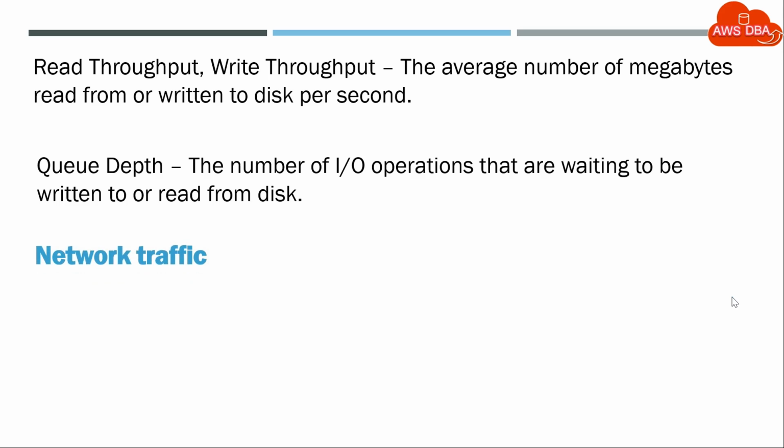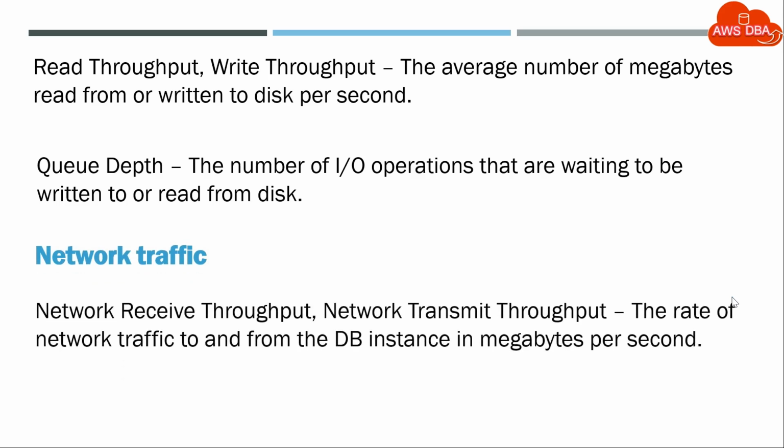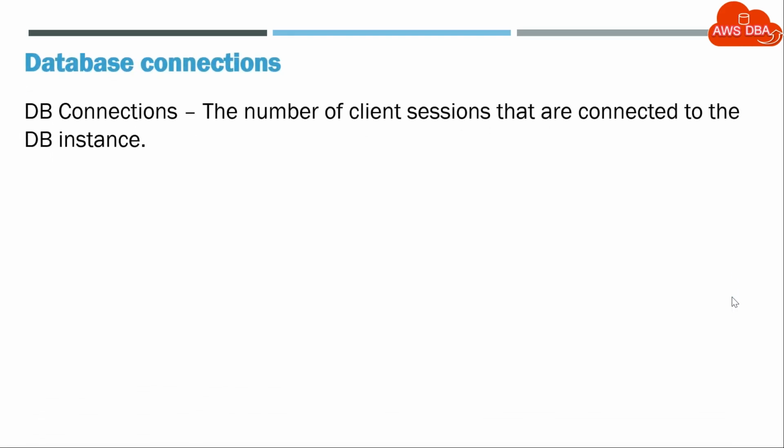Network traffic. Network receive throughput, network transmit throughput: the rate of network traffic to and from the DB instance in megabytes per second. Database connections. DB connections: the number of client sessions that are connected to the DB instance.